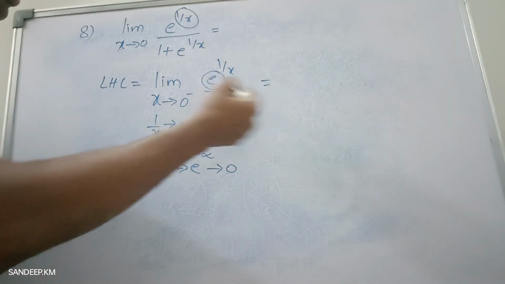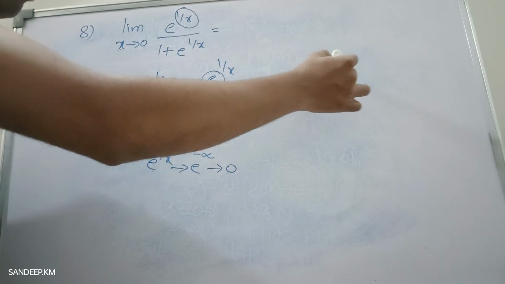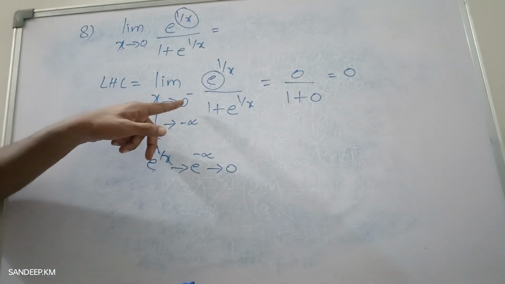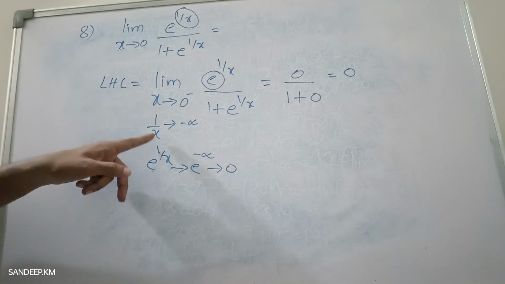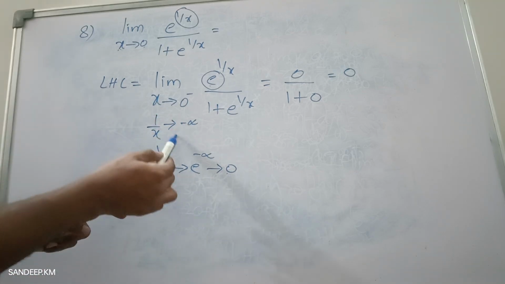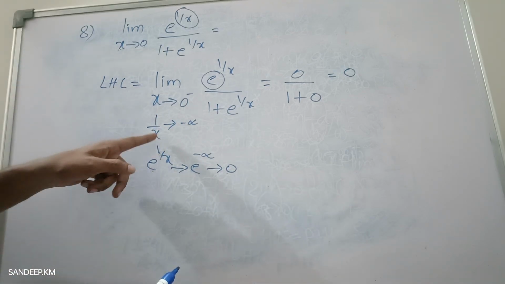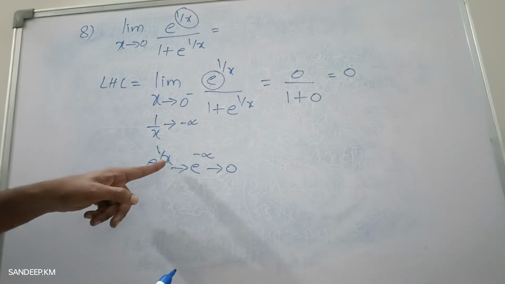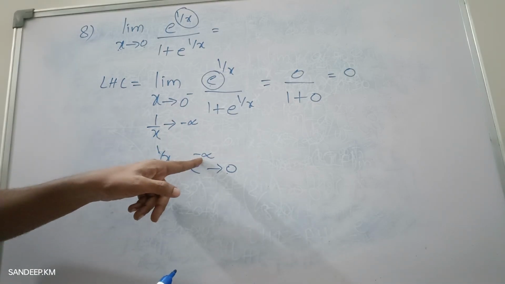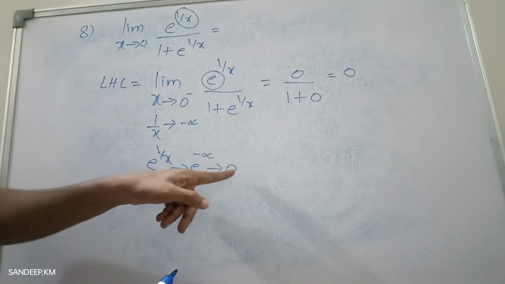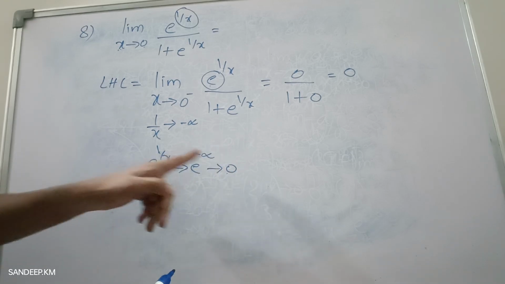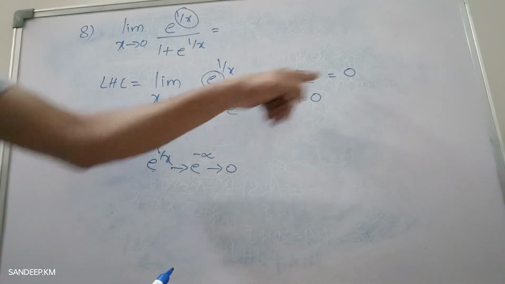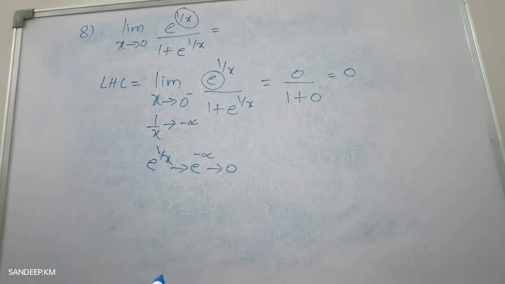So directly we can substitute 0 by 1 plus 0 and the answer is 0. Once again I am saying, when x is approaching 0 from the left side, 1 by x is approaching minus infinity. We discussed it in the previous question. So 1 by x is approaching minus infinity. So what happens to e power 1 by x? 1 by x is approaching minus infinity and e power minus infinity is 0. So therefore instead of e power 1 by x, we are taking 0. I substituted, I got the answer as 0.